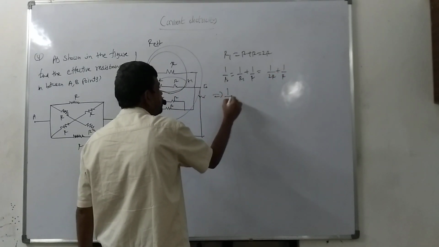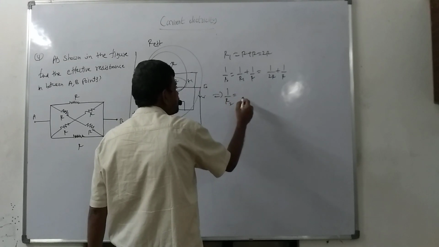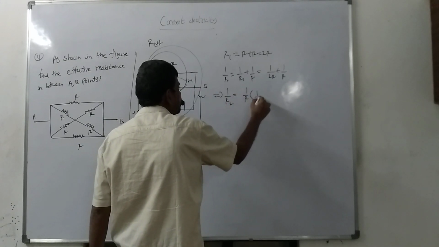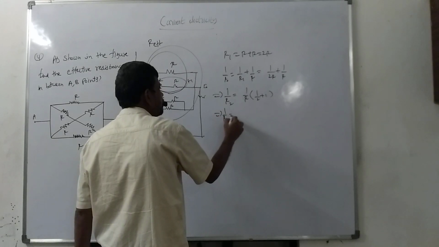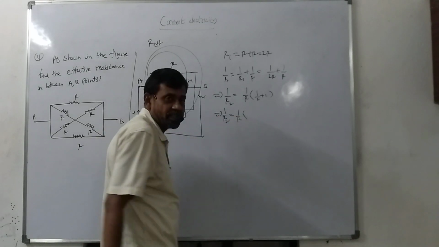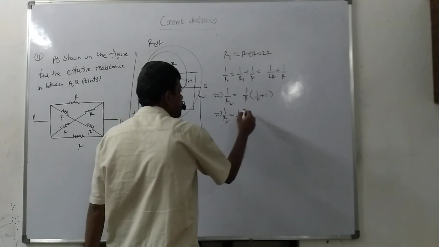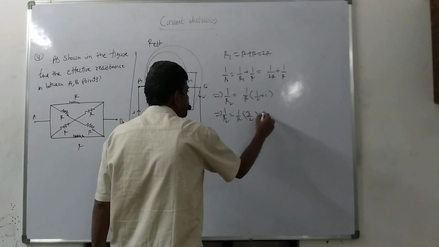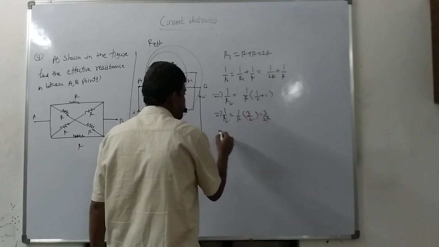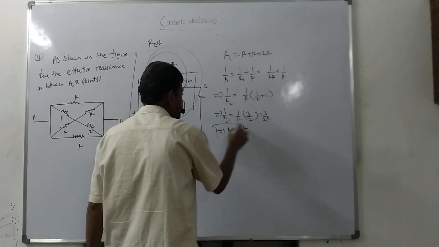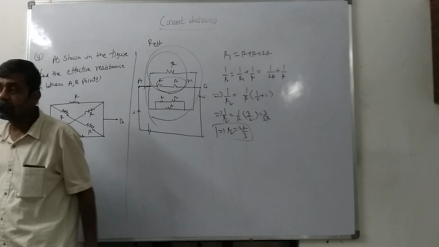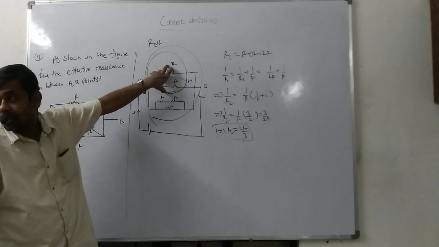Now, 1 by R2 equals, here 1 by R I am taking common, 1 by 2 plus 1. So, what am I getting? 1 by 2 plus 1 is 3 by 2, right? Yes, sir. 3 by 2, so 3 by 2R. Now, what is R2? 2R by 3. The total effective is 2R by 3.